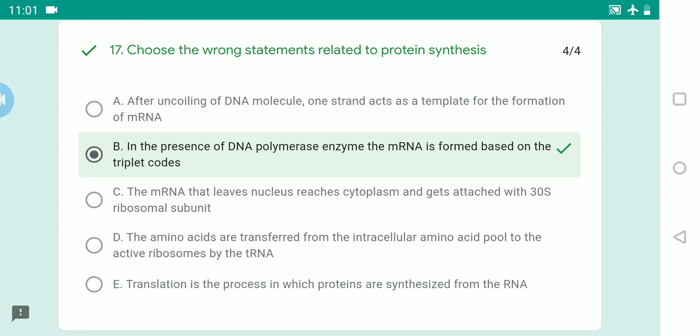The remaining statements are correct, because the messenger RNA that leaves the nucleus reaches the cytoplasm and gets attached to the 30S ribosomal unit. The amino acids are transferred from the intracellular amino acid pool to the active ribosomes by the tRNA. Translation is the process in which proteins are synthesized from the RNA. Yes, it's correct. So out of these five statements, option B is the wrong statement related to protein synthesis, and the remaining are all true.